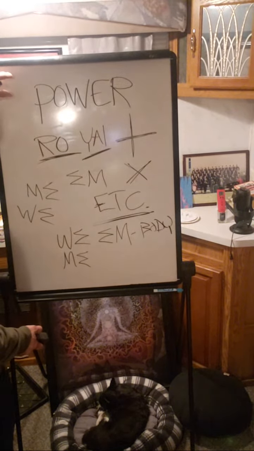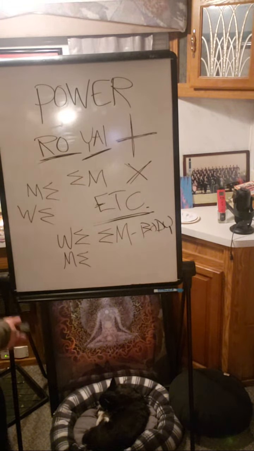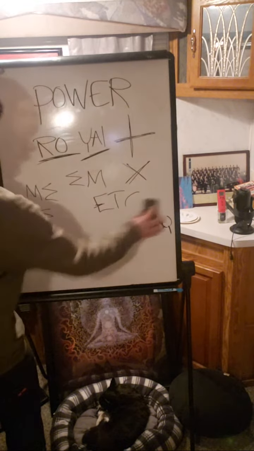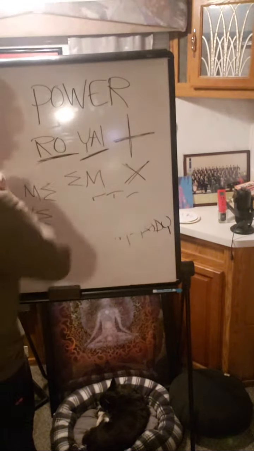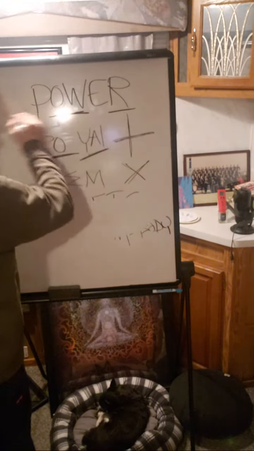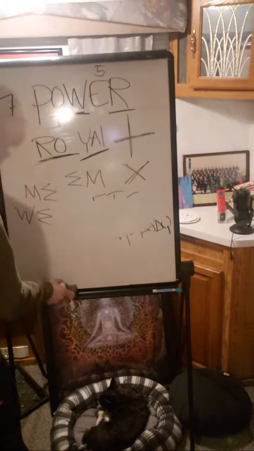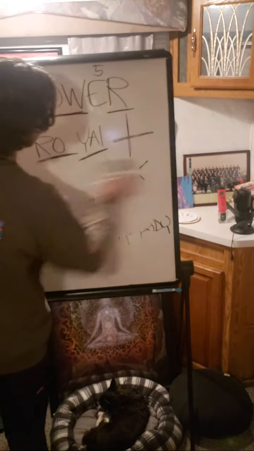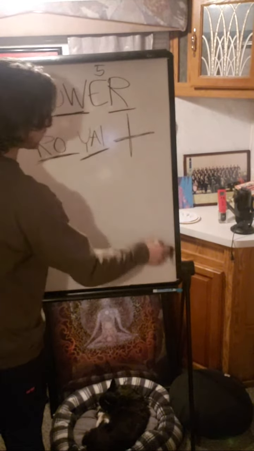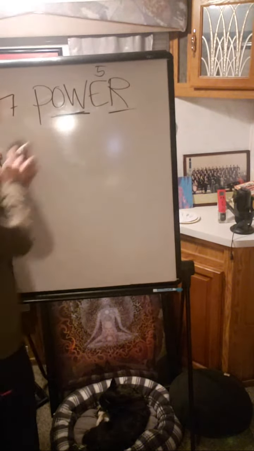Mod, M-O-D, mod. B-O-M. I mean, okay, so in power, we got row. Seven, 5, which is 12, right? So we got 3, 6, 9, right? So 6 is in the center. 6 also equals 7.